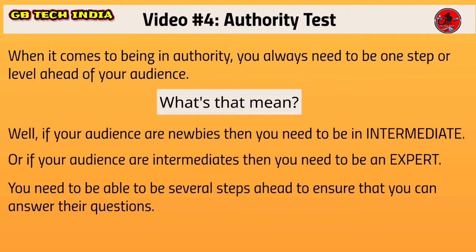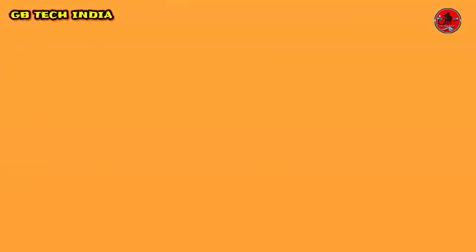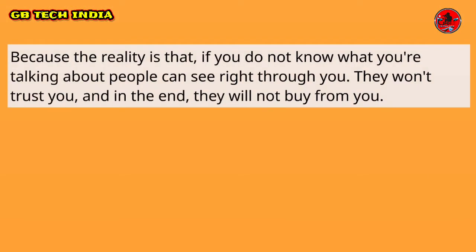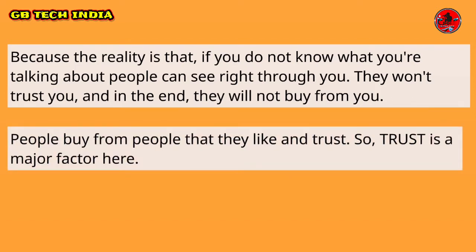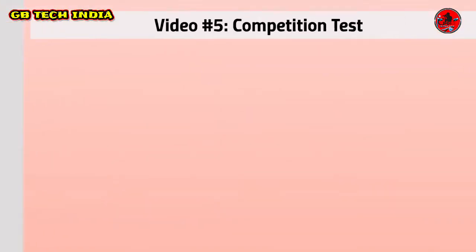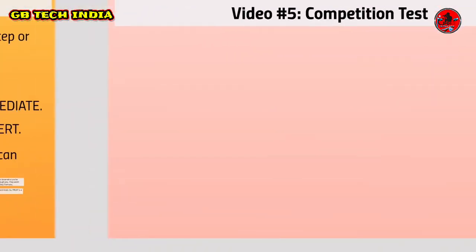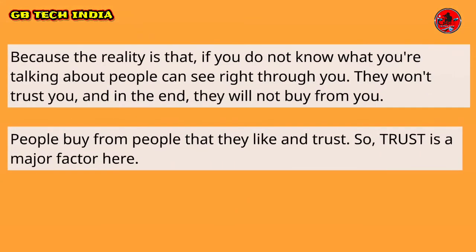So people want to know essentially if you are ahead of them, because basically the reality is if you do not know what you're talking about, people can see right through you. They won't trust you, and in the end, they will not buy from you. Because at the end of the day, people buy from people that they like and trust. So trust is a bigger, major factor here. So that's really what this whole formula is all about, is how can we get people to trust you?